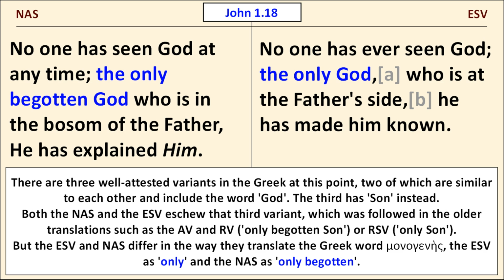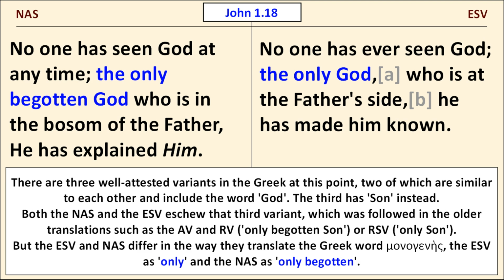Both the NAS and the ESV translate a Greek text that includes the word God. Many of the older translations were working from a text that included the word Son, so they read only begotten Son, like the KJV, or only Son, like the RSV, instead of only begotten God. The NAS and the ESV differ in the way they translate the Greek word monogenes. The NAS takes it to mean only begotten, while the ESV, like the RSV before it, translates it as only.